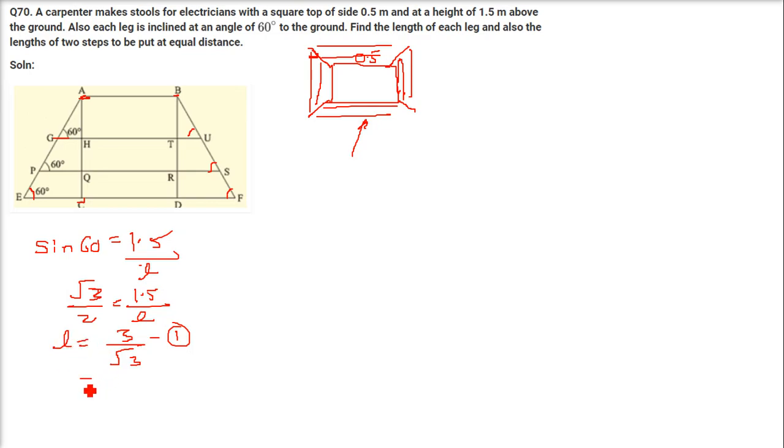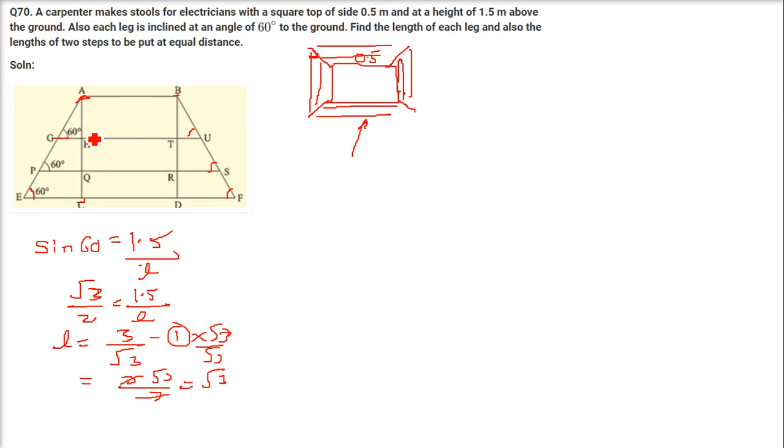So we have got the length. You can just multiply root 3 in numerator and denominator. So what do you get? 3 root 3 by 3, so it is actually root 3, which is 1.732. Okay, so this length we have got.